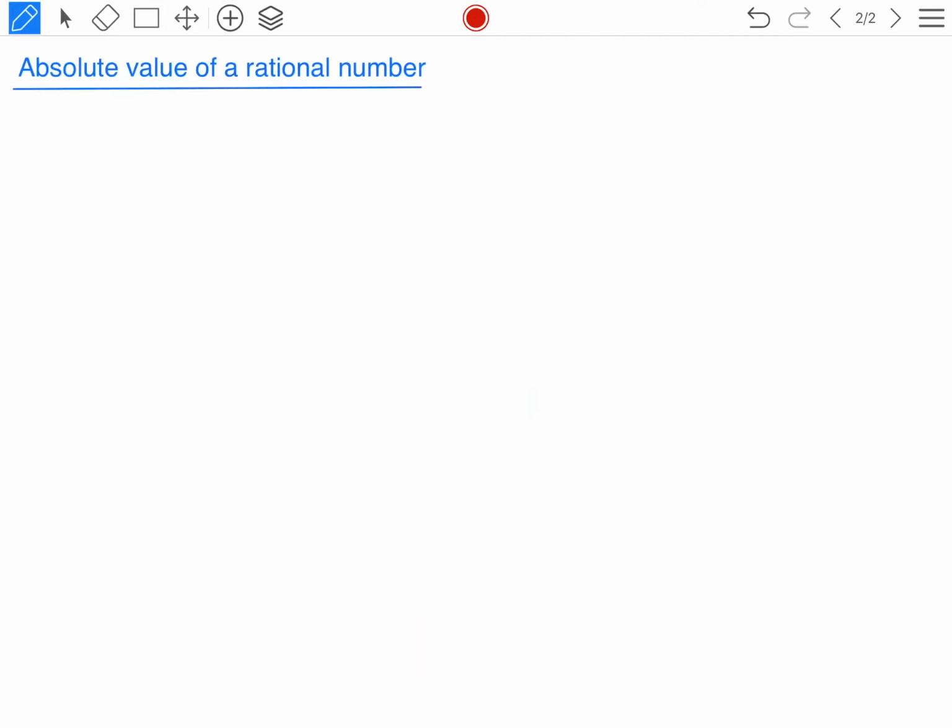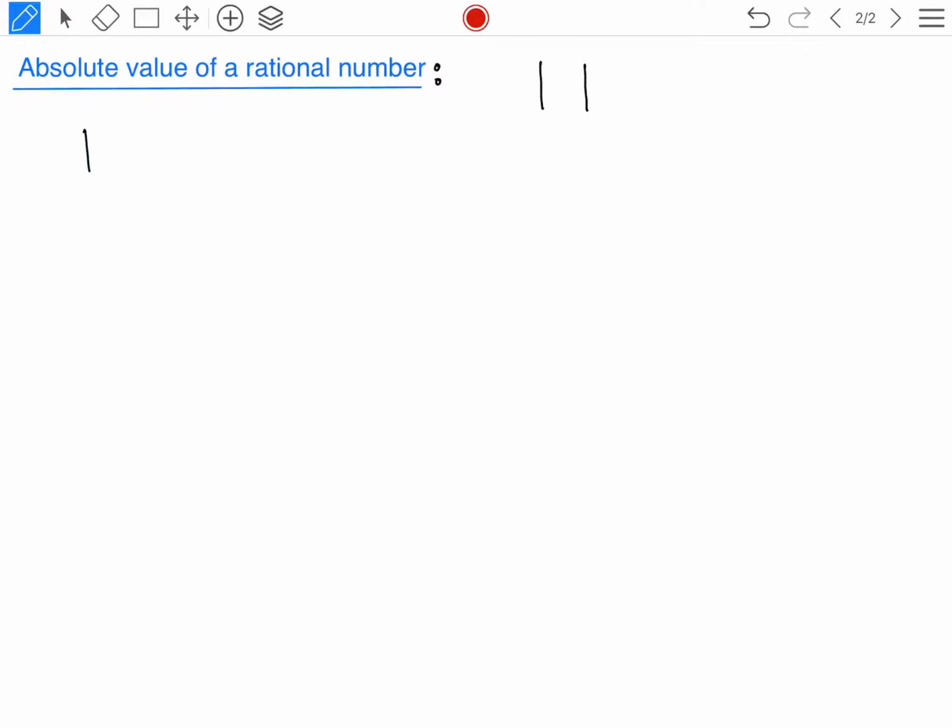The next topic we are going to learn is the absolute value of a rational number. How to find the absolute value of a rational number. See, absolute values you have already learned in class 7, I think. Okay, absolute value means what? Absolute value means the numerical value. And it is represented between these two symbols.